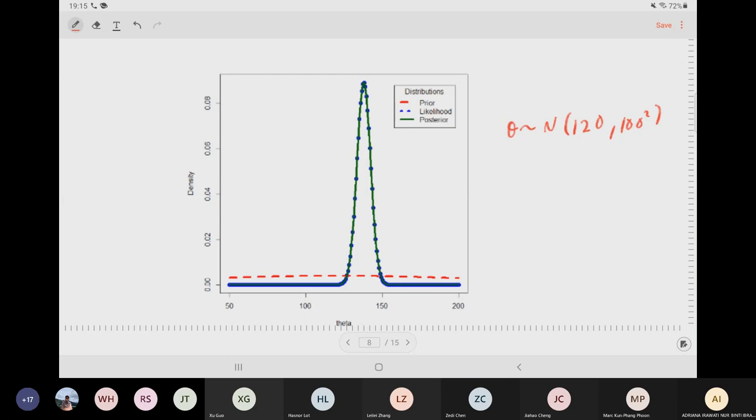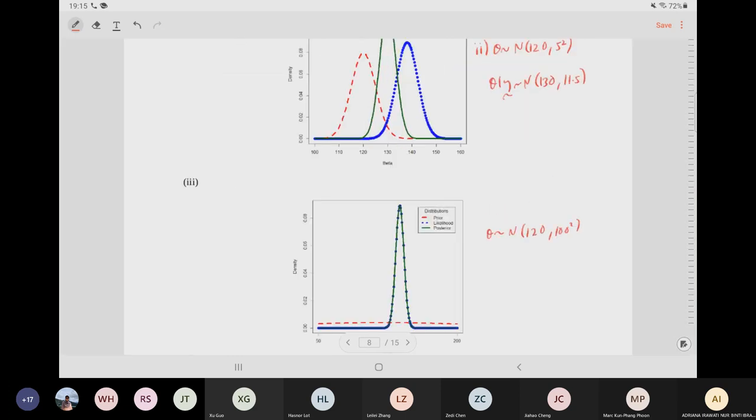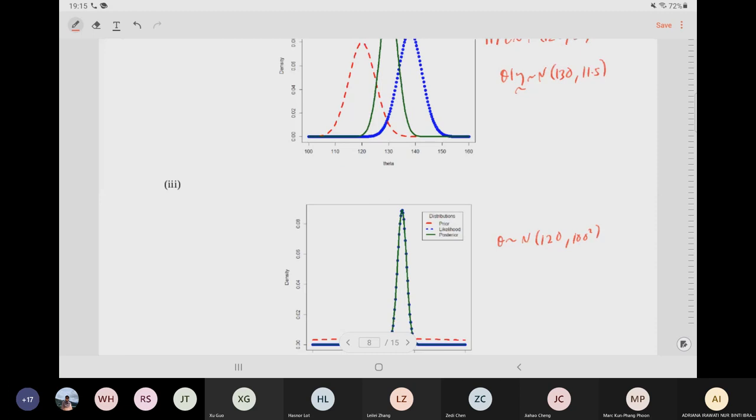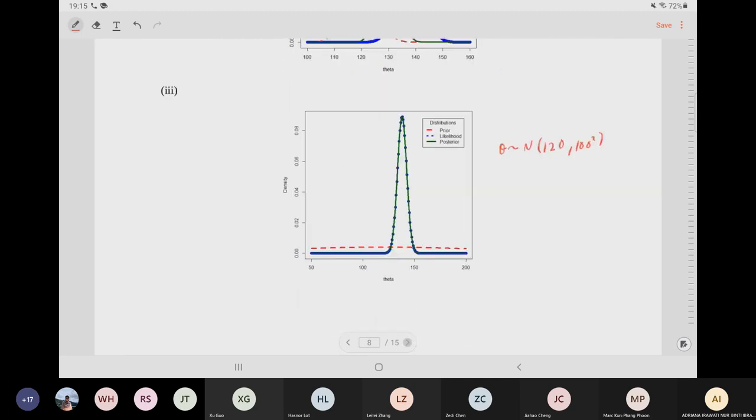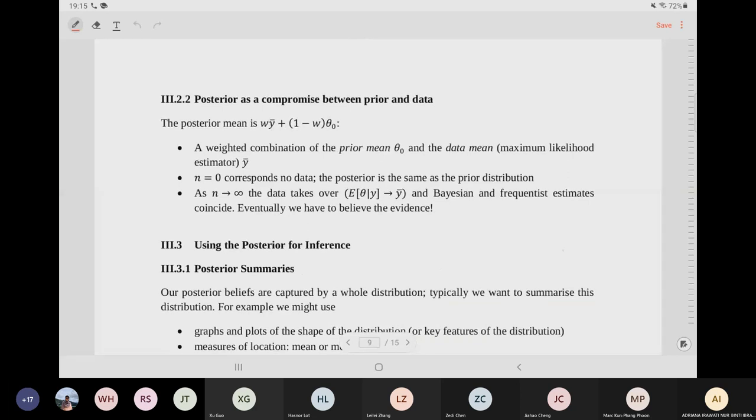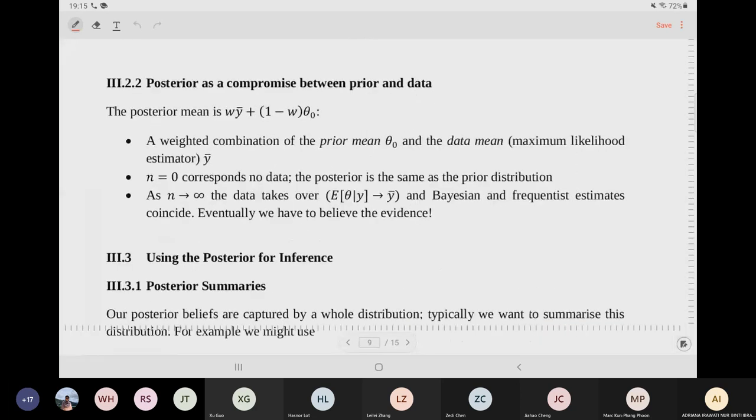This is because of what is explained in this part. The posterior is actually a compromise between the prior and your data. The posterior mean is actually a weighted average of your data mean Y bar and the mean of your prior, theta naught. So it's a weighted combination of the prior mean and the data mean, which is your Y bar.